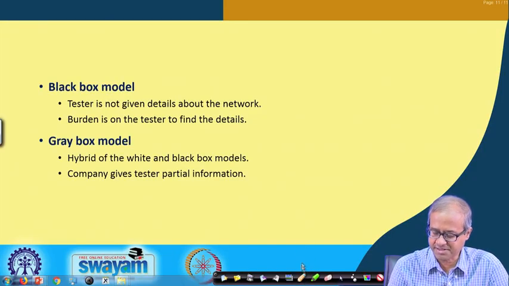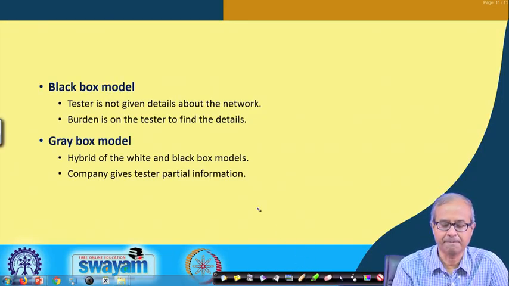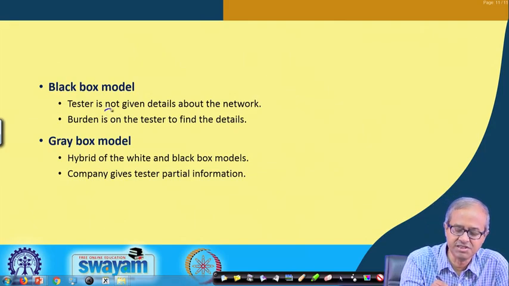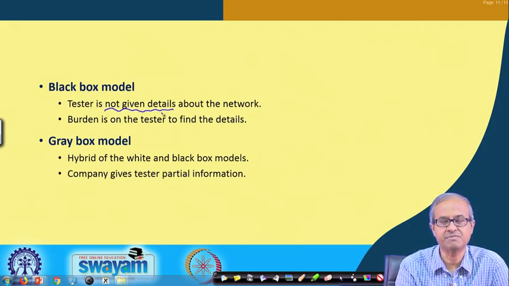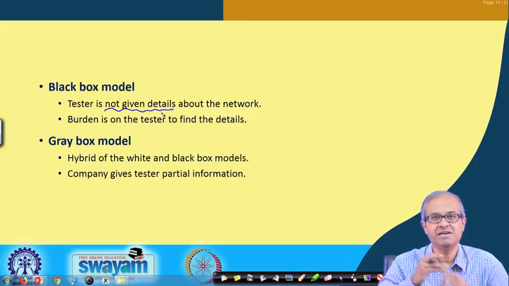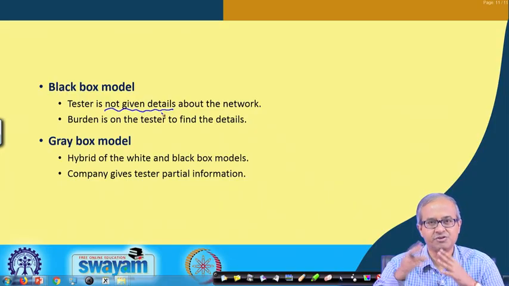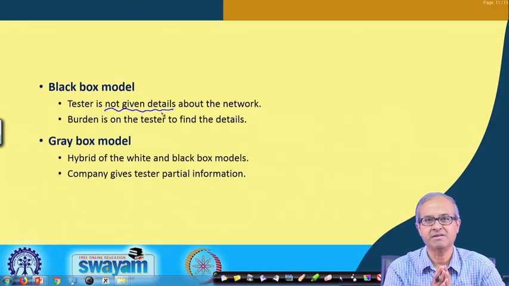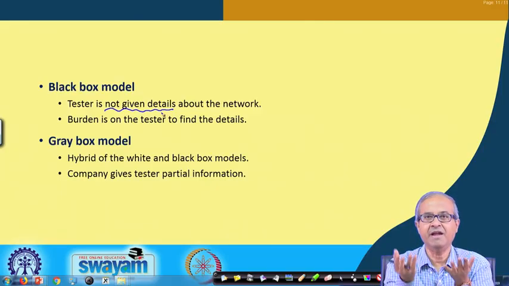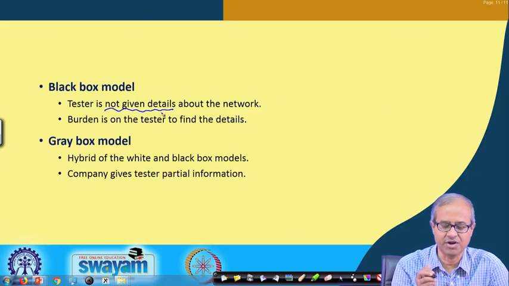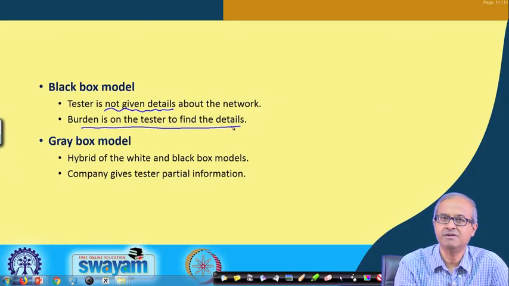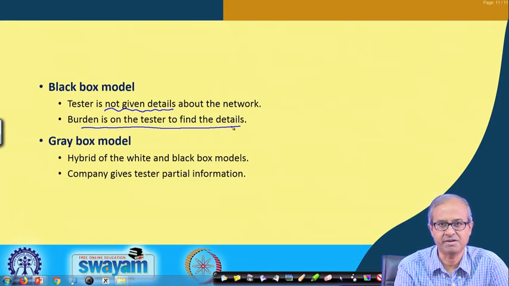Now, the exact reverse is the black box model. The black box model says that the tester is not given details about the network. It is not that the person who is asking the tester to test is deliberately not giving them. Maybe the person is not competent enough or does not know the relevant information to be shared with the tester. So, the tester will have to dig into the environment and find out whatever relevant information is required. The burden is on the tester to find out all the details that may be required.